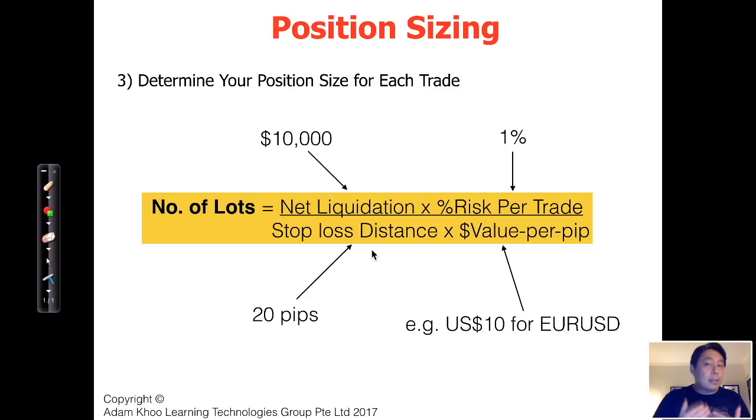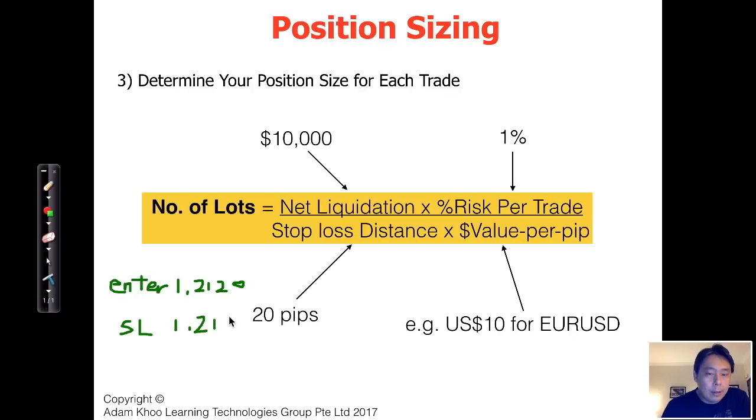Okay. What does stop loss distance mean? Stop loss distance is the distance from your entry price to your stop loss price. For example, if you enter or you buy at, say, 1.2120, okay? So in Forex, we just say 2120, right? We don't say the 1 point. And we place the stop loss at, say, 2100.